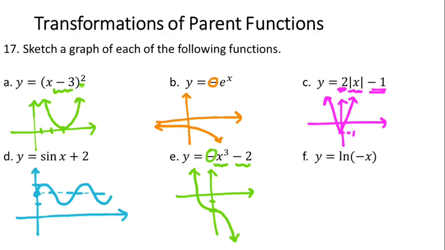Last one, natural log of negative x. So the transformation that we have here is a negative, and this is on the x, it's not on the entire function, and so this is going to reflect our parent graph over the y-axis. So if you think about that parent graph for natural log, and we're going to flip it over the y-axis, and so it would look like this.